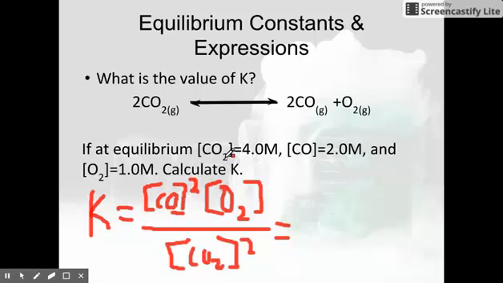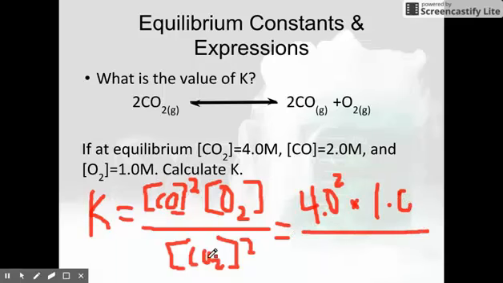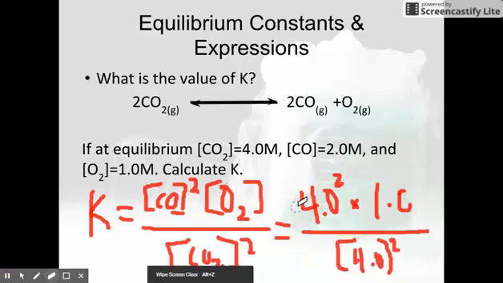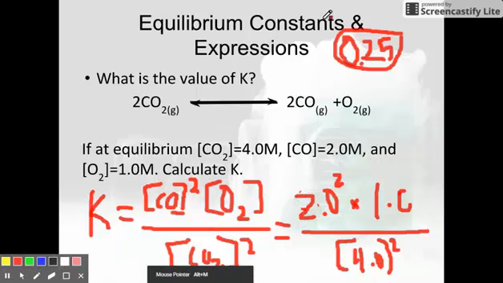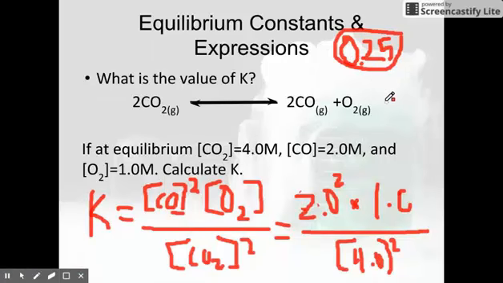So if we're given some numbers, we can actually plug in and calculate K. So CO, carbon monoxide, is 4. We've got to remember to square that. And we're timesing it by oxygen's concentration, which was 1. And we're going to divide that then by carbon dioxide's value, which should have been 4, sorry. And we're going to square that one. And 2 for our carbon monoxide. So we calculate, here's our answer, 0.25 for K.